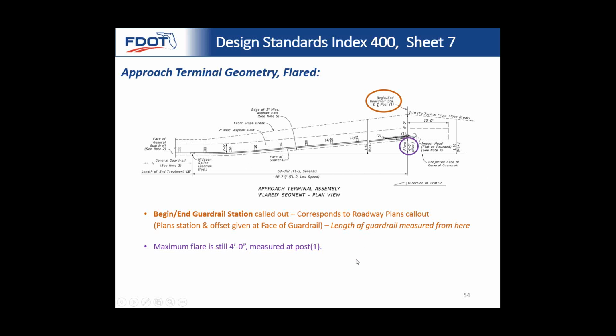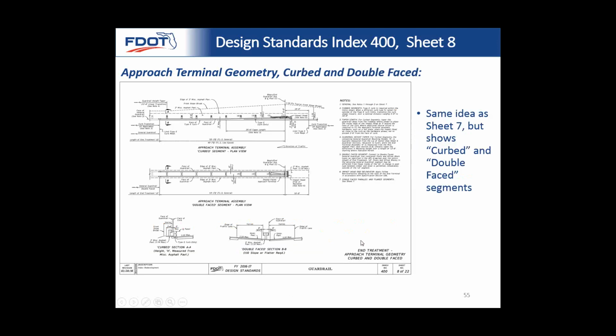And so they drive more in a straight line, and that's desirable. So in general, when you have room for this, you have 6 foot of clearance behind it for flat space, you want to flare this as much as you can to a maximum of 4 feet. So quickly, sheet number 8, it's the same idea.